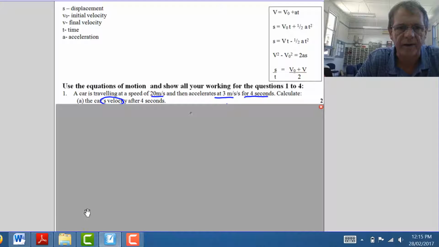So let's look at the questions for this practice test. Don't forget you'll have all the formulas given to you and also the symbols on the side there. So using those 5 formulas, you need to try and solve these problems.